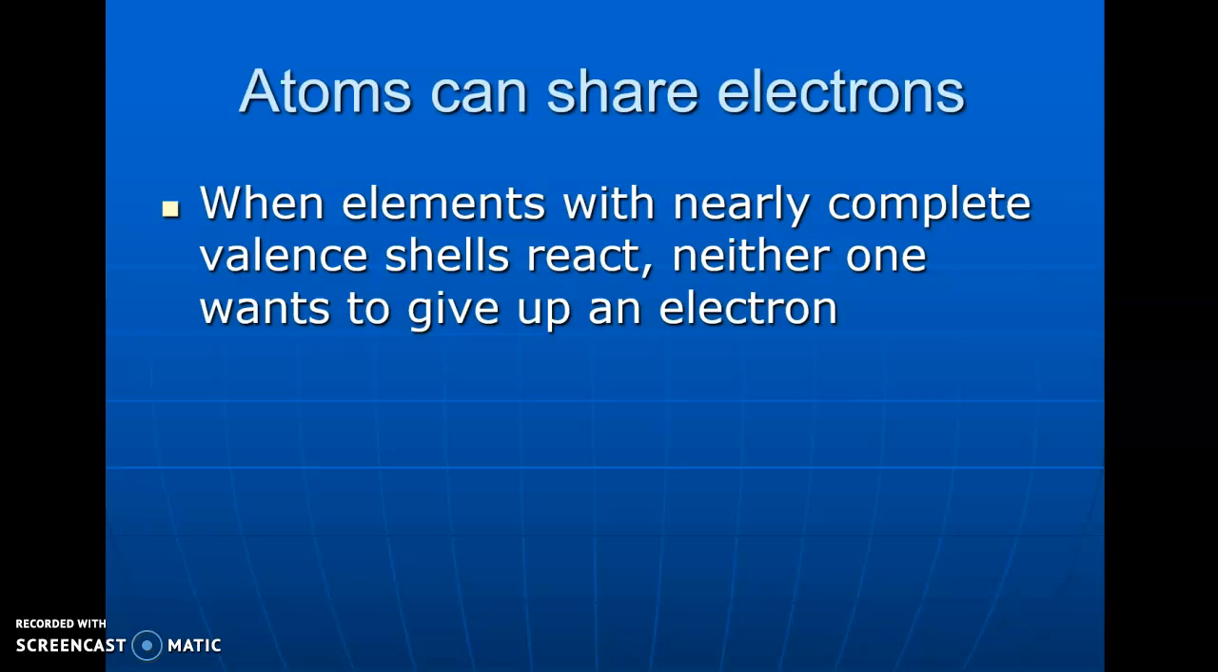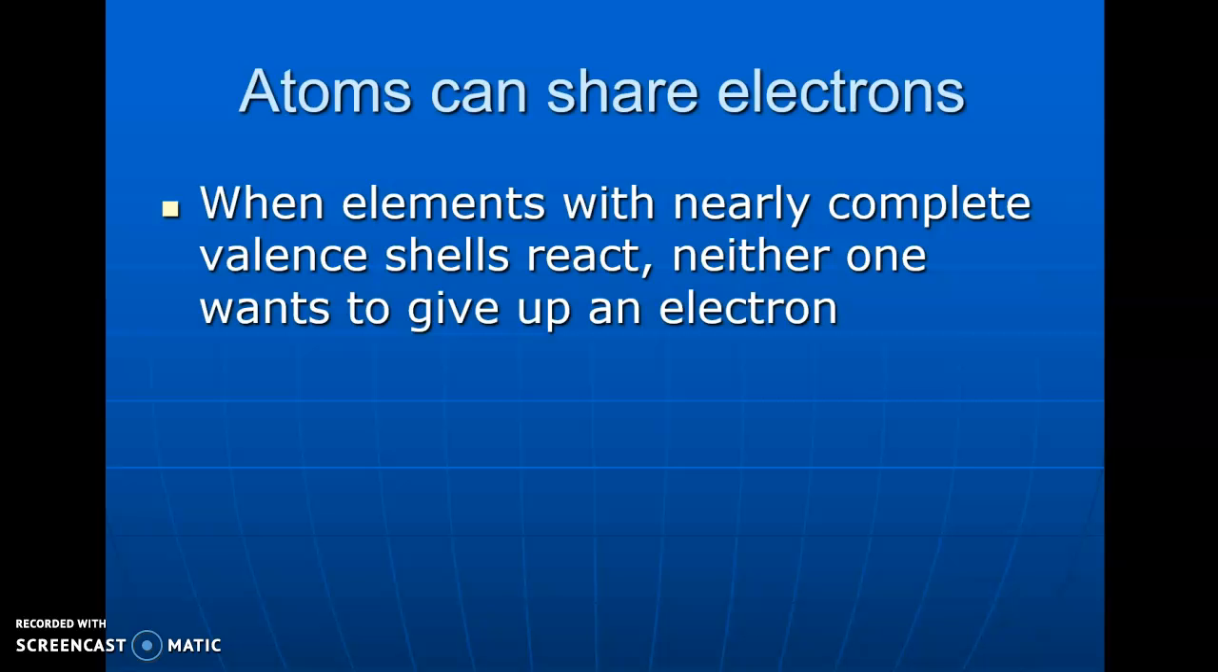If two elements that are reacting have nearly completed valence shells, so those are the nonmetals, right? The halogens, which have 7 electrons in their valence shell, or the oxygen group, which has 6, or the nitrogen group, which has 5, or even the carbon group that we've kind of ignored to this point with 4. All of those things want to fill up their valence shell by gaining electrons.